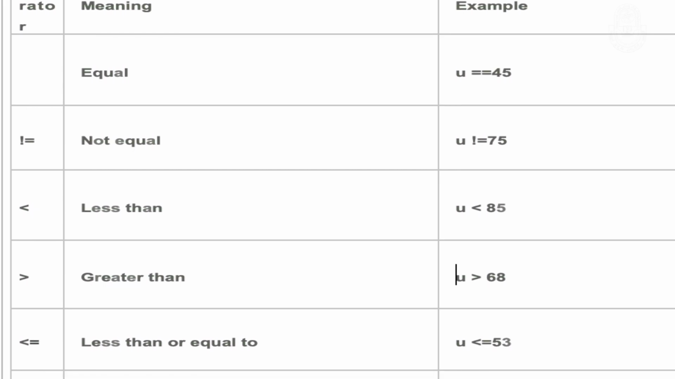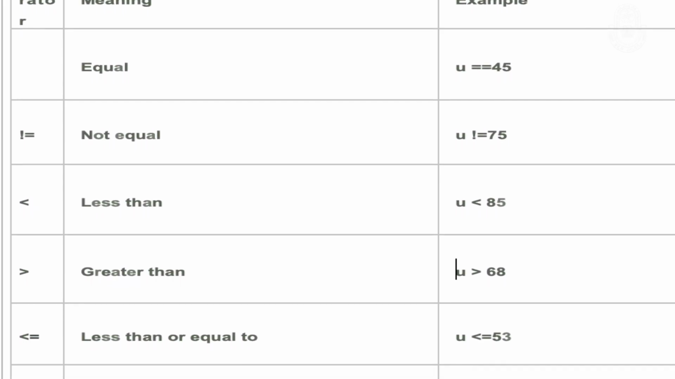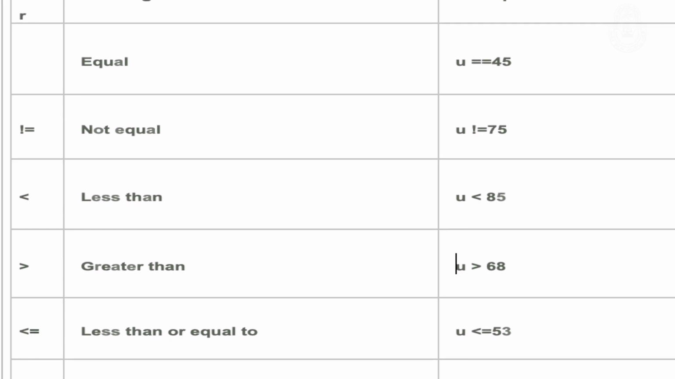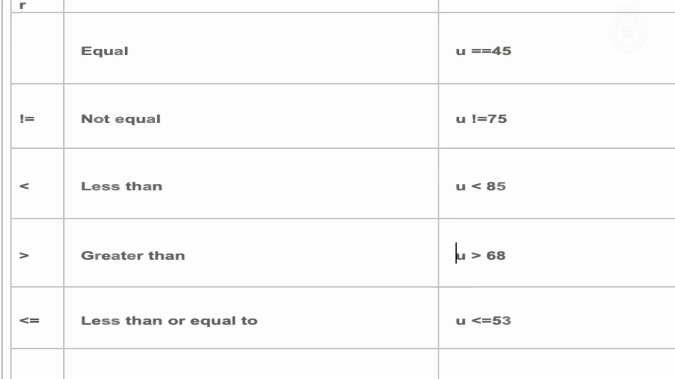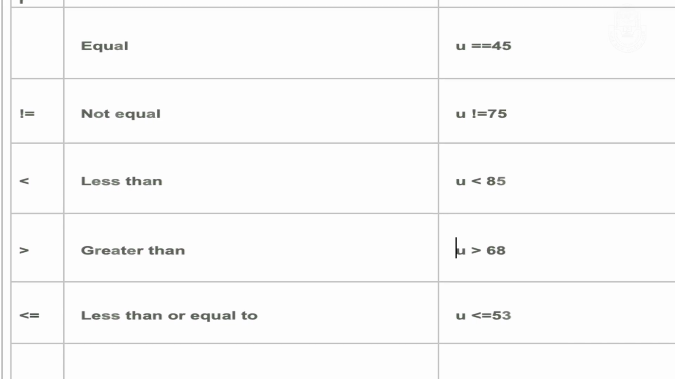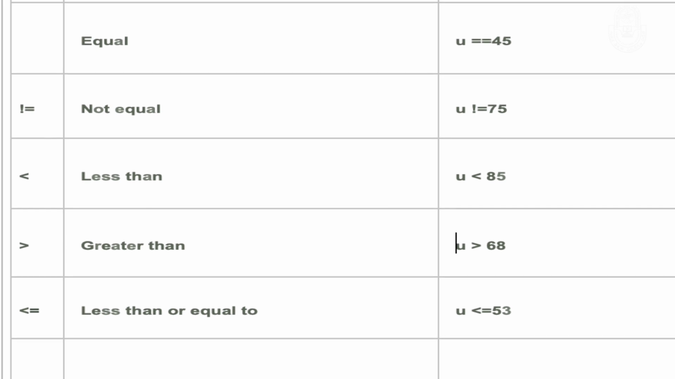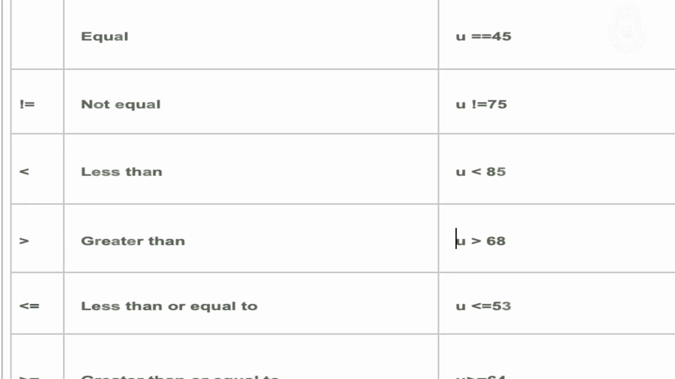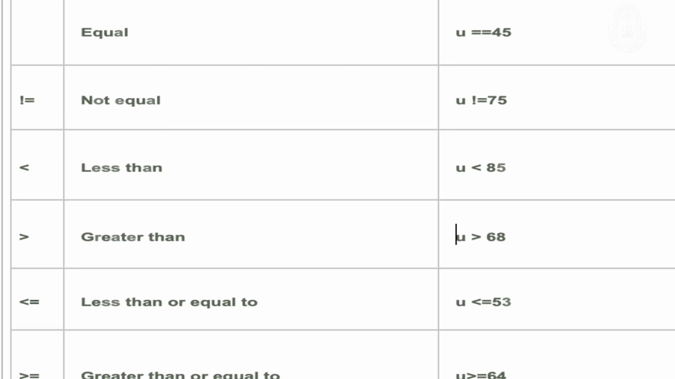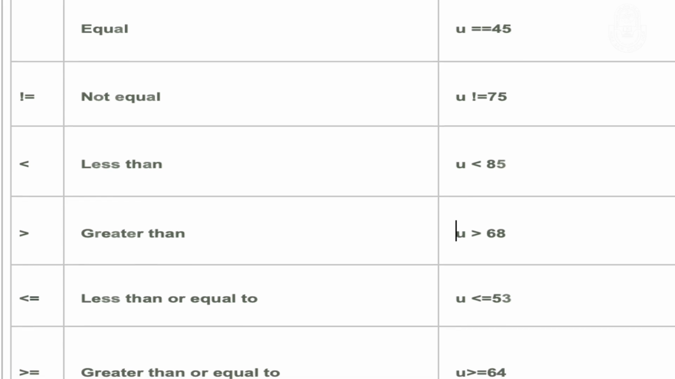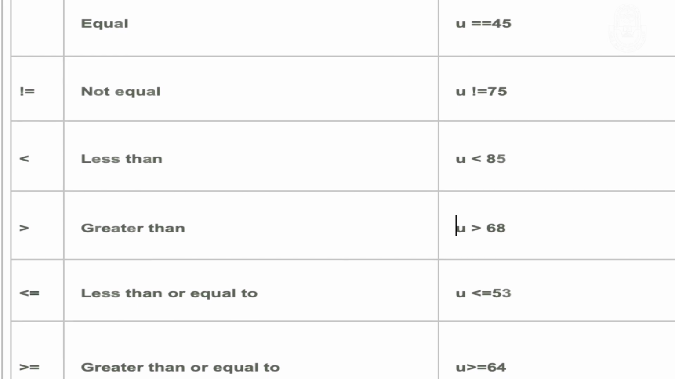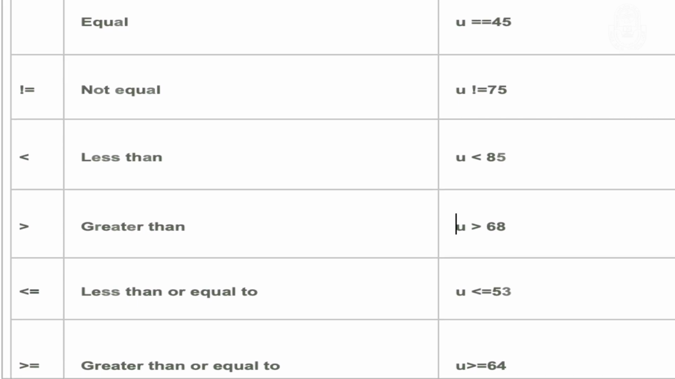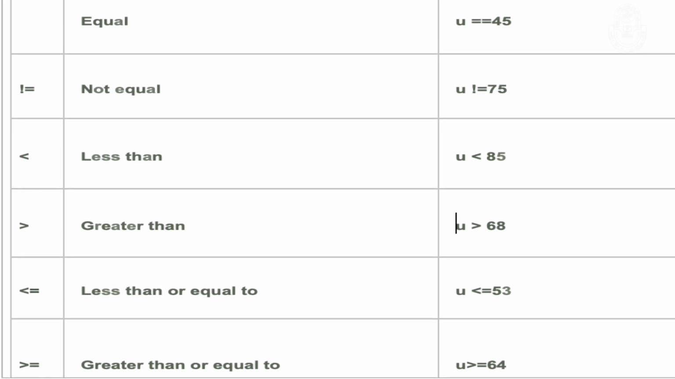Less than operator meaning is less than, U less than 85. Greater than operator meaning is greater than. Example is U greater than 68. Operator less than equal to means less than or equal to. Example is U less than or equal to 53. Greater than equal to operator meaning greater than or equal to, U greater than equal to 64.